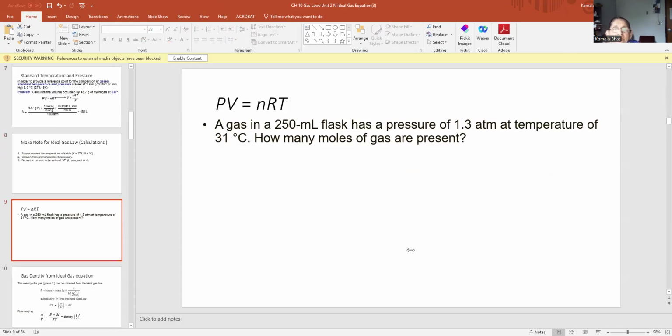So here is another problem. A gas in a 250 milliliter flask has a pressure of 1.3 atmospheres at a temperature of 31 degrees C. How many moles of the gas are present?